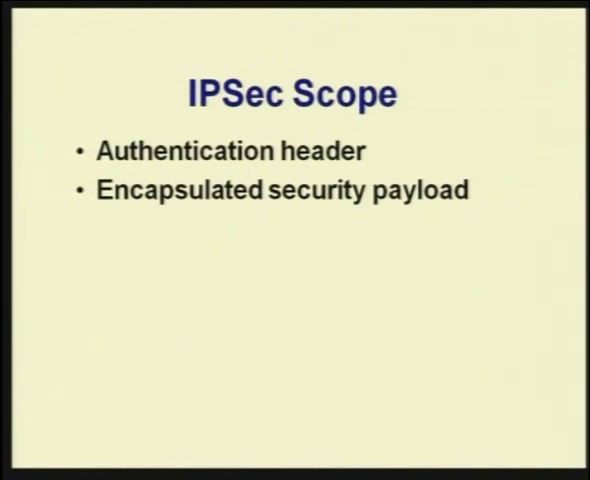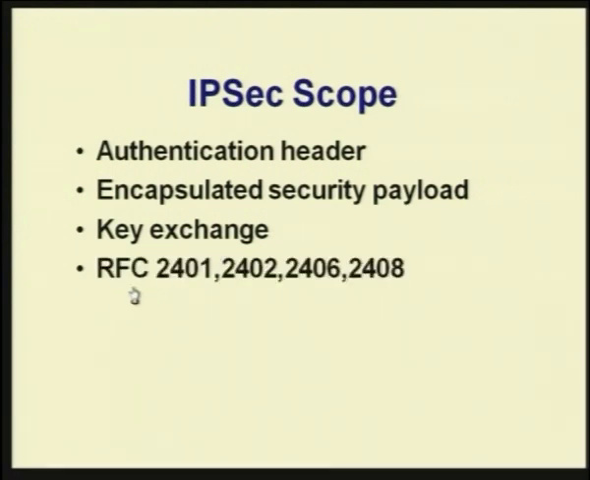It has what is called an authentication header, and then it has something called an encapsulated security payload. Authentication header is shortened to AH, encapsulated security payload is normally shortened to ESP, and then it gives you a key exchange mechanism defined by the following RFCs: 2401, 02, 06 and 08. So, these are different RFCs which are used to determine how the authentication, encapsulated security payload and the key exchange operations take place. So, we will take a look at the details of these authentication header, ESP and so on after a short break.